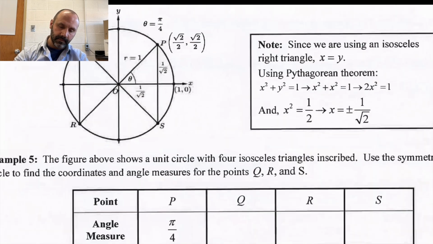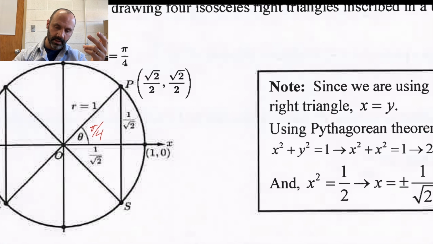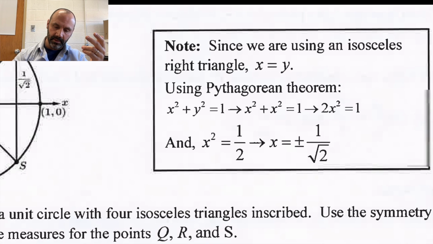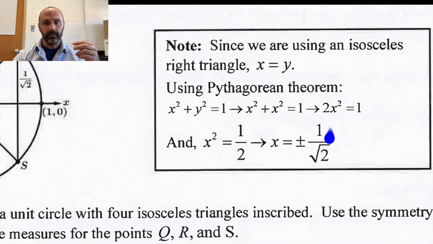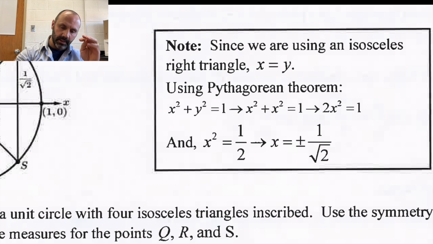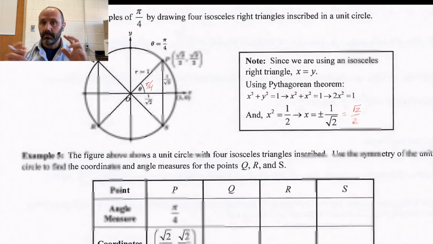And here, if we've split this up halfway, so these are 45-degree angles. We call this pi over 4 in radians. And if we use the Pythagorean theorem, then we know that the x and the y are the same. So it ends up being x squared plus y squared, but it's really just x squared plus x squared. Solve it, 2x squared equals 1. Solve it, and we get plus or minus 1 over root 2, but we simplify that, right? We don't like having square roots in the denominator. So this ends up being root 2 over 2. And that's the same x and y coordinate.